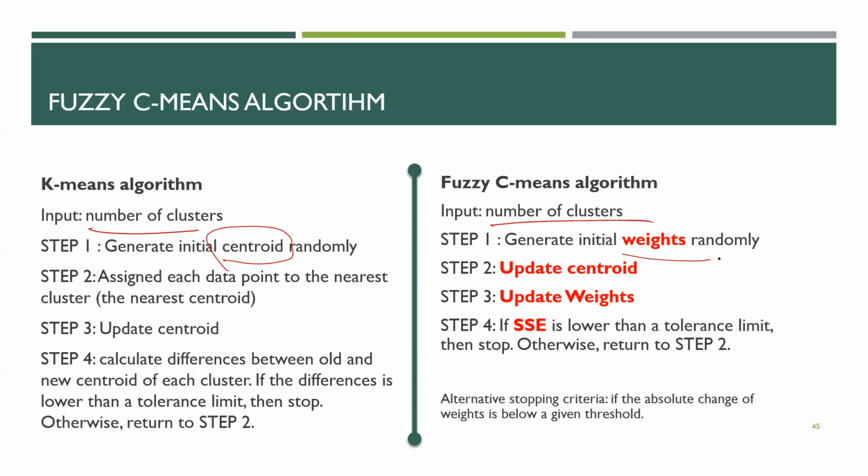So different. Okay. And step 2, in K-means, we assign the data to the closest cluster. Here in c-means, we update the centroid. So we generate the weights first, and then we update the centroid. After that, we update the weights. So these are the differences in algorithm between K-means and fuzzy c-means.